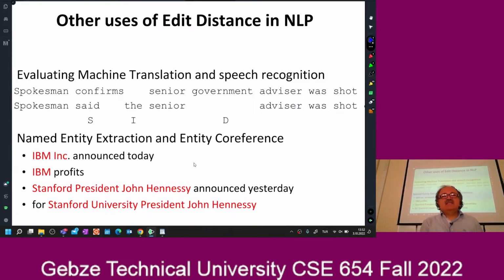Okay? Interesting example here. What did we say last time? Machine translation is one of the major applications of natural language processing. And we said that it's a typical AI problem. Since it's a typical AI problem, we don't know the definite answer. We don't know the best translation of a Turkish sentence, right? Let's say I gave you a Turkish sentence, okay? Sözcü üst düzey hükümet danışmanının vurulduğunu teyit etti.